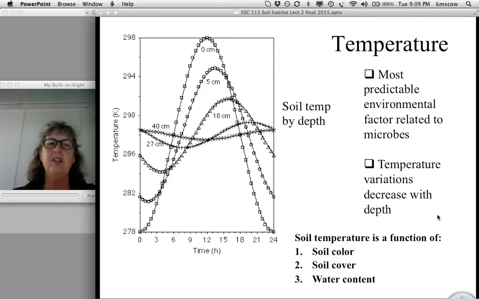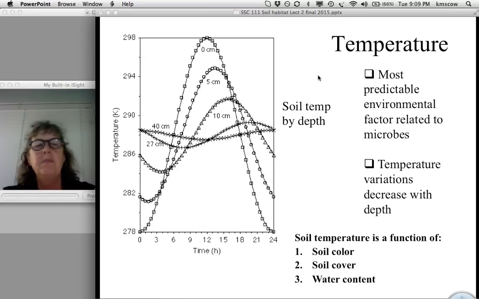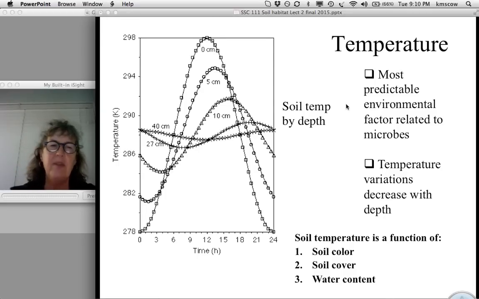Temperature. So temperature is probably one of the more predictable environmental factors, where we can have a better understanding of the relationship between microbial rates and temperature that is easier to model than is the case for other environmental factors.